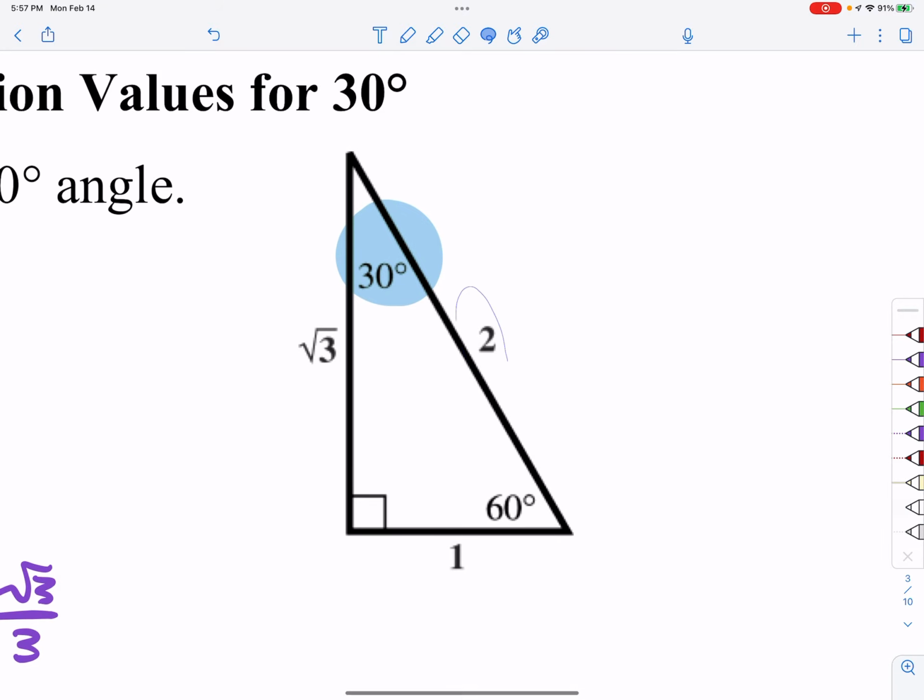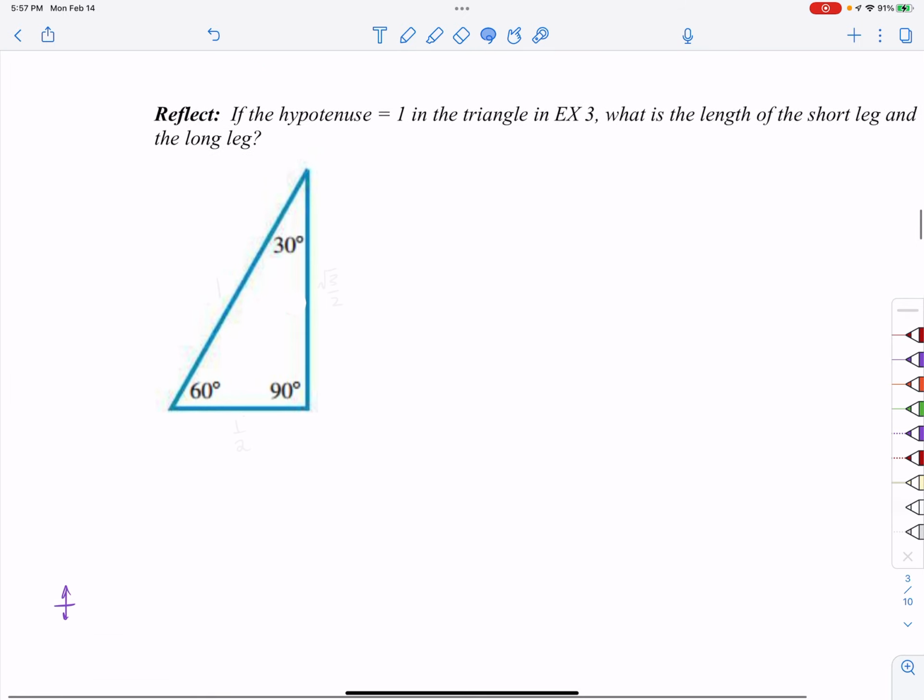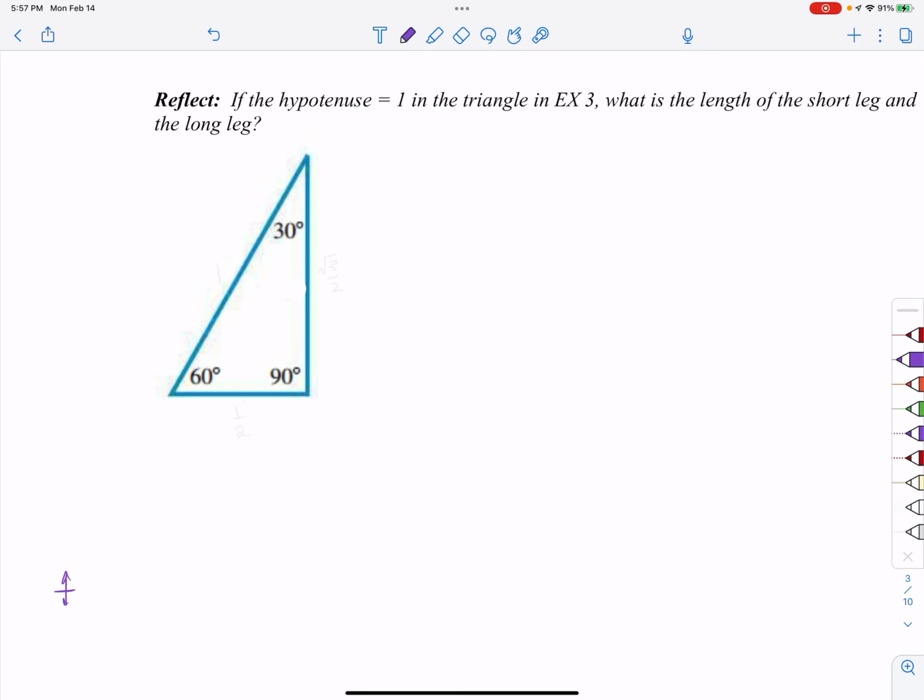If the hypotenuse now is 1, the first thing that you want to ask yourself is what is always the relationship between the short leg and the hypotenuse? You'll notice that the short leg is always going to be half the length of the hypotenuse. So then that's pretty easy. If my hypotenuse is 1, because the directions say it is, then that means the short leg is going to be 1/2.